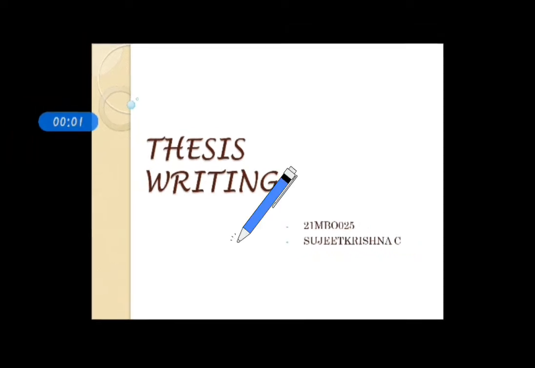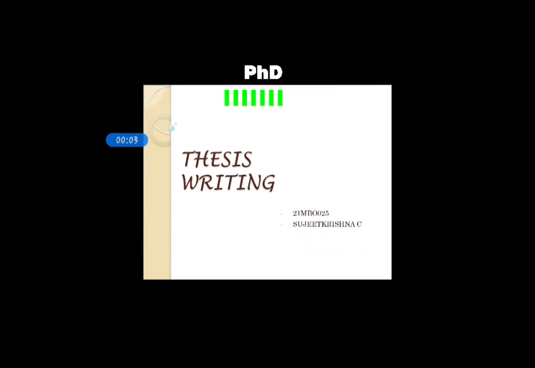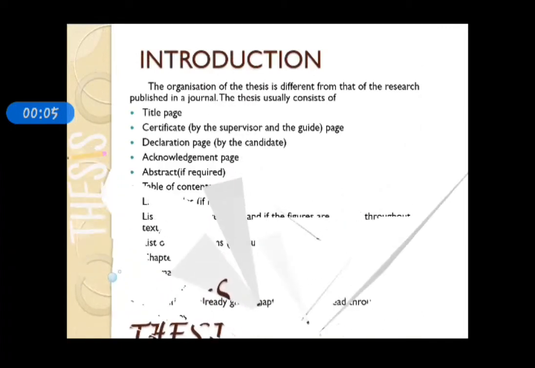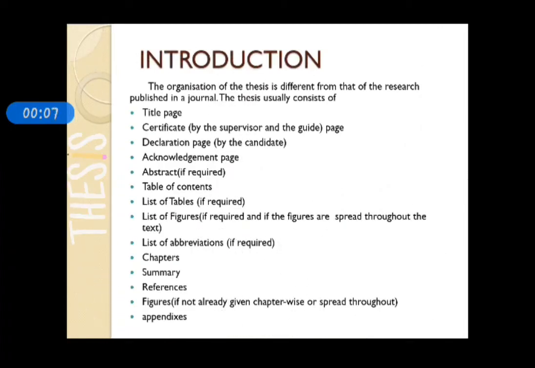Everyone, we are going to see about thesis writing. Introduction. The organization of a thesis is different from that of the research published in a journal. The thesis writing usually consists of a title page, certificate page, declaration page, acknowledgement page, abstract, table of contents, list of tables, list of figures, list of abbreviations, chapters, summary, references, figures, appendixes.